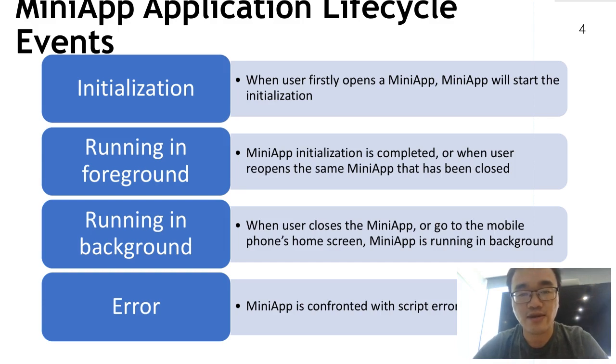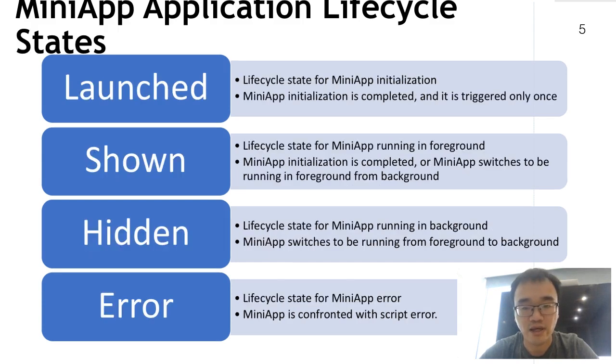It means that the MiniApp initialization is completed, or when the user reopens the same MiniApp that has been closed. And the third event is running in the background. It means that when the user closes the MiniApp or goes to the mobile phone's home screen, then the MiniApp will be in the event of running in the background. And the last event is error. It denotes that the MiniApp is confronted with some script error.